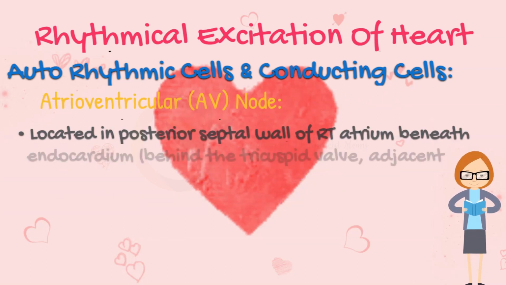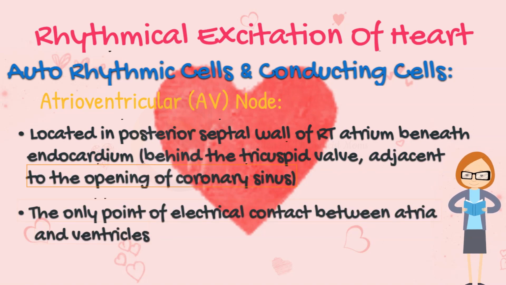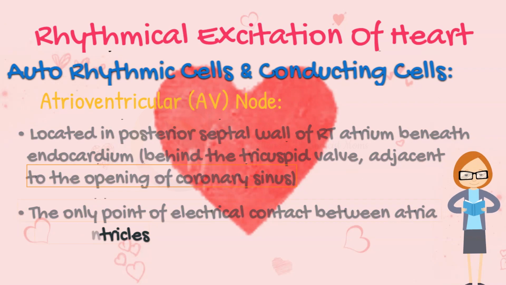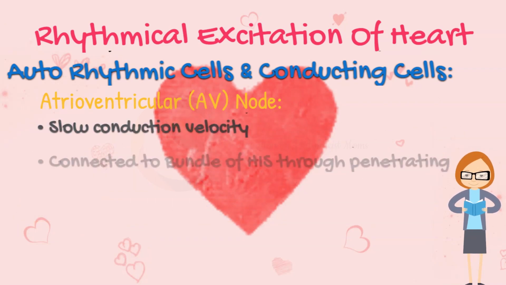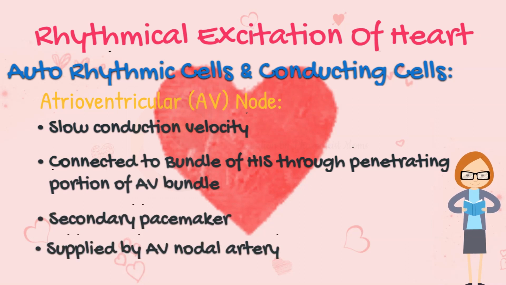Adjacent is the atrioventricular or AV node. It is located in the posterior septal wall of the right atrium, beneath the endocardium, behind the tricuspid valve, adjacent to the opening of the coronary sinus. It is the only point of electrical contact between atria and ventricles. It has slow conduction velocity. It is connected to the bundle of His through the penetrating portion of the AV bundle. It is called the secondary pacemaker. It is supplied by the AV nodal artery.